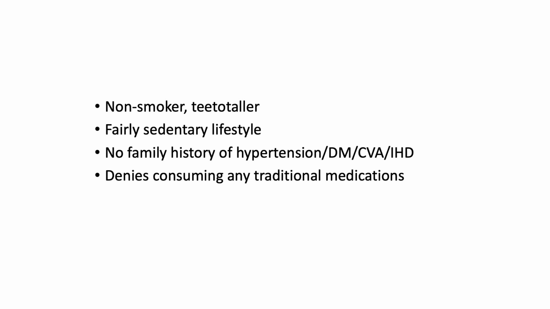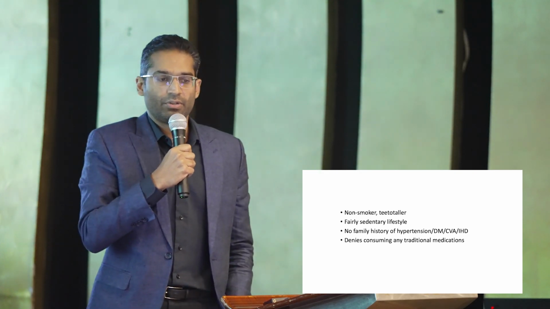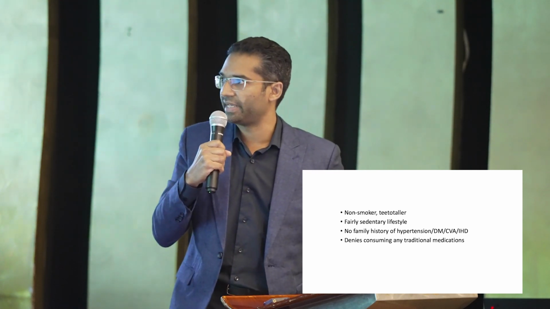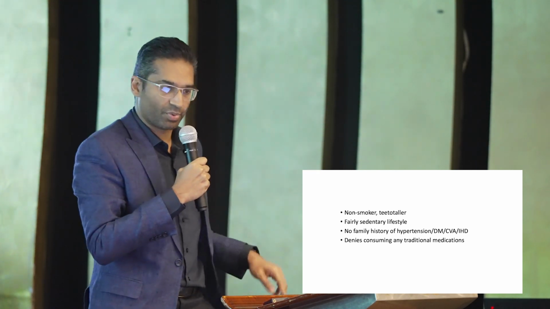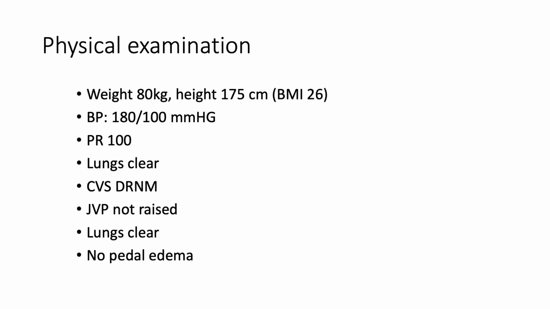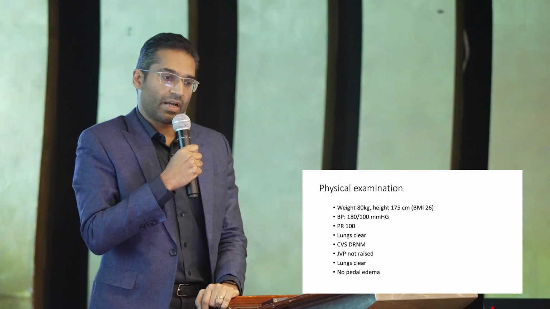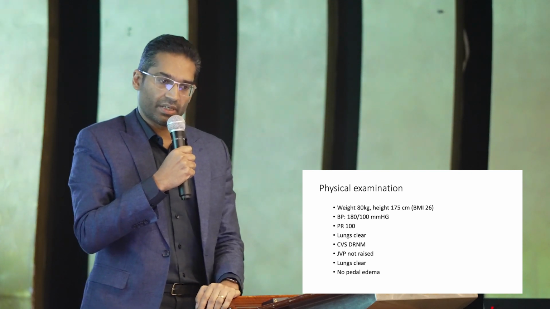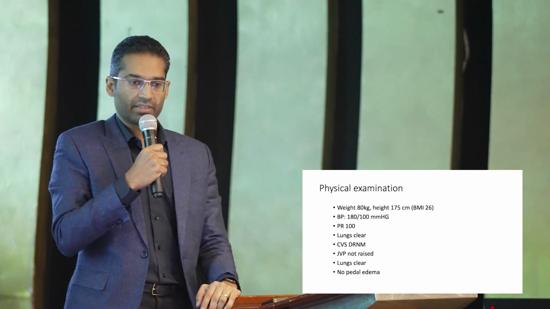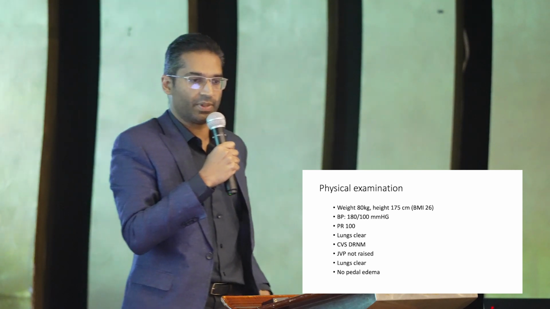All right, so he's a non-smoker. Doesn't consume alcohol, fairly sedentary lifestyle, no family history of hypertension, diabetes, stroke or IHD, and denies consuming any traditional medication. BMI slightly overweight, 26. Blood pressure, manually recorded, was 180 over 100. Pulse rate was 100, slightly tachycardic. Lungs were clear, CVS no murmurs heard. Jugular venous pressure was not raised. Lungs were clear, no pedal edema.